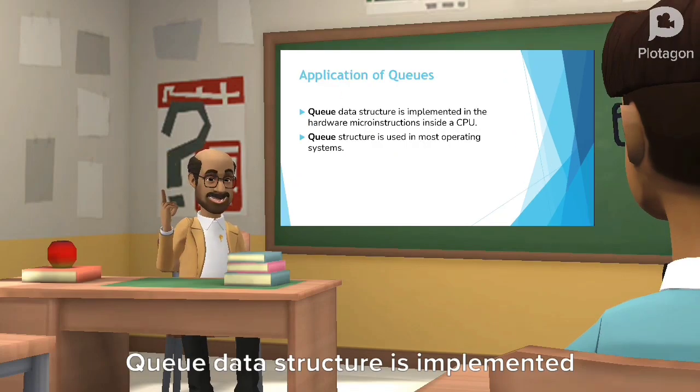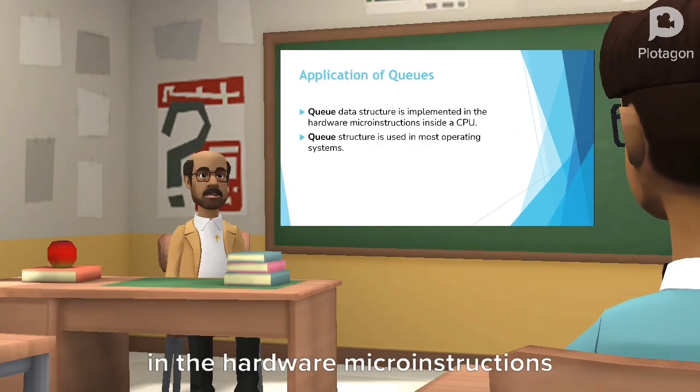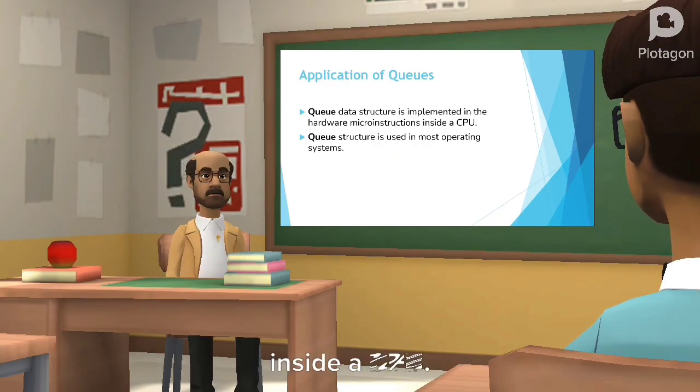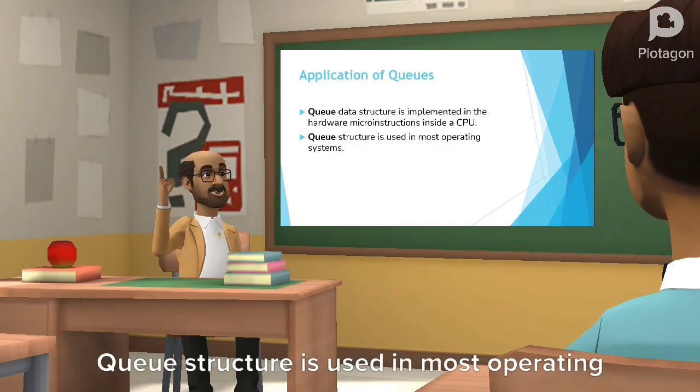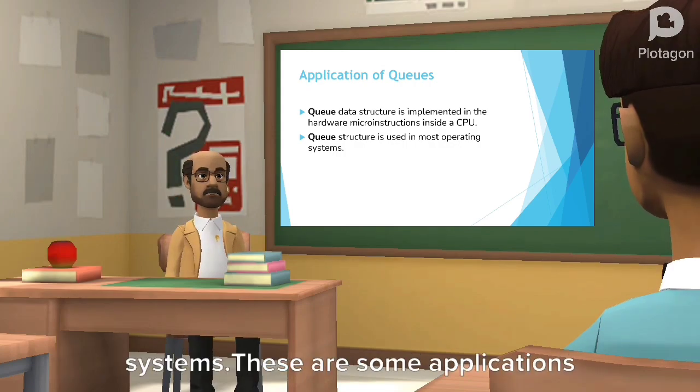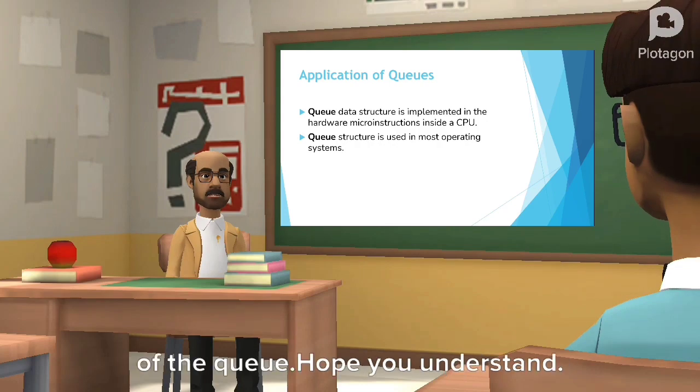You can visualize the queue as a horizontal collection. The queue data structure is implemented in the hardware microinstructions inside a CPU. The queue structure is used in most operating systems. These are some applications of the queue.